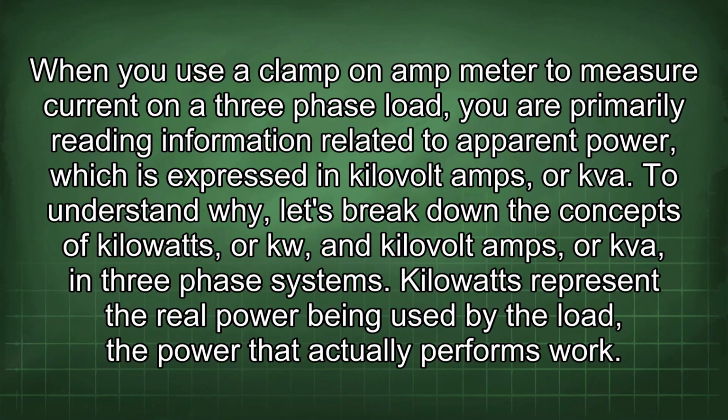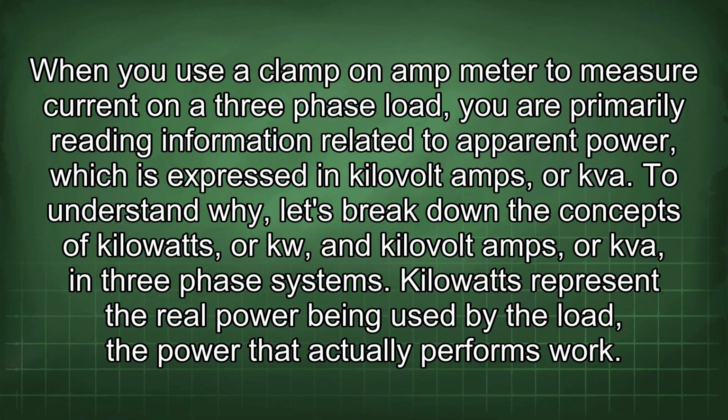When you use a clamp-on ammeter to measure current on a three-phase load, you are primarily reading information related to apparent power, which is expressed in kilovolt amps, or kVA. To understand why, let's break down the concept of kilowatts, or kW, and kilovolt amps, or kVA, in three-phase systems.